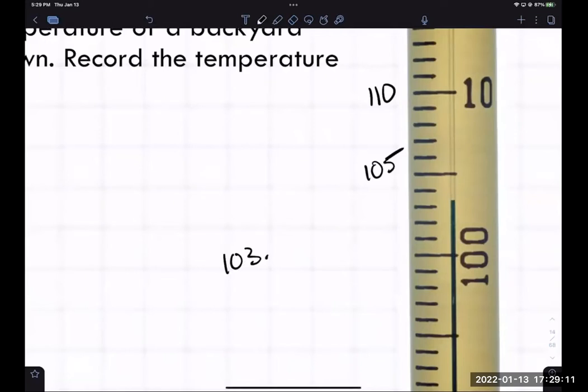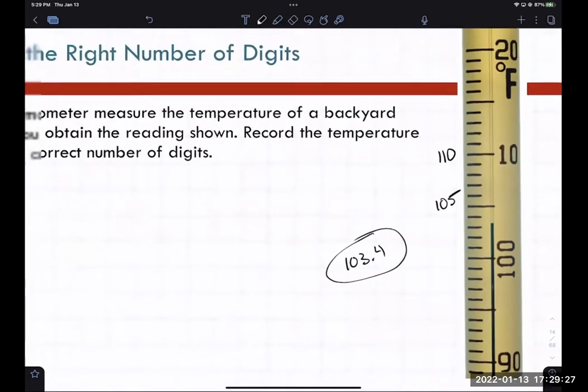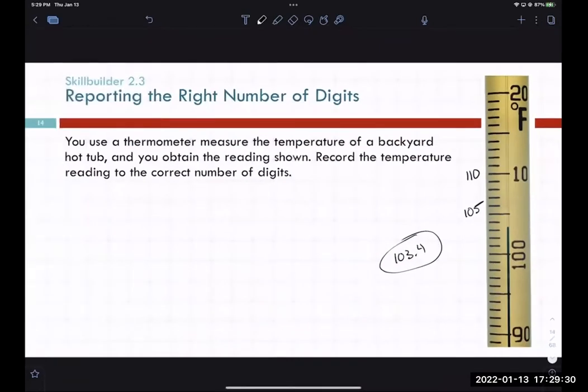0.5, 0.4. Yeah, I think there's usually a range of maybe 0.3. There's usually a range of three digits. You can kind of get in there and just, again, make your best guess. Like 103.4. And any of those would be acceptable answers, as long as you're close to that mark.